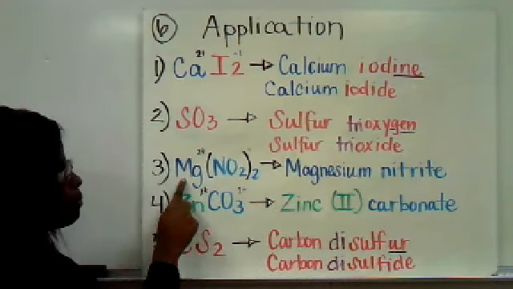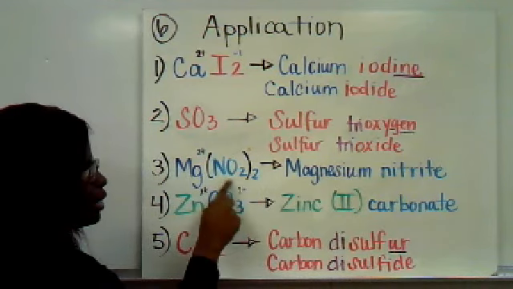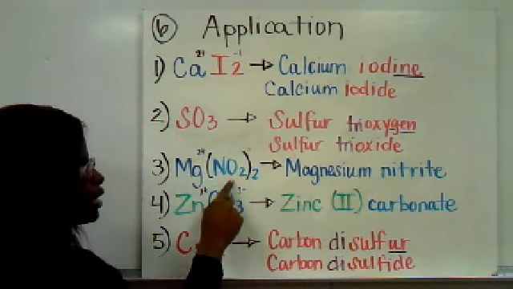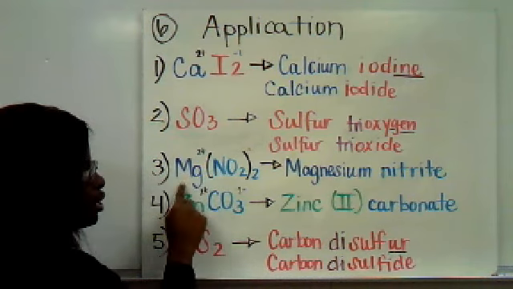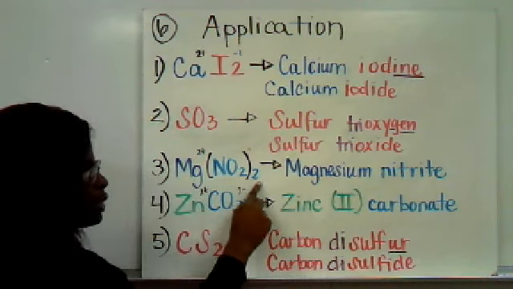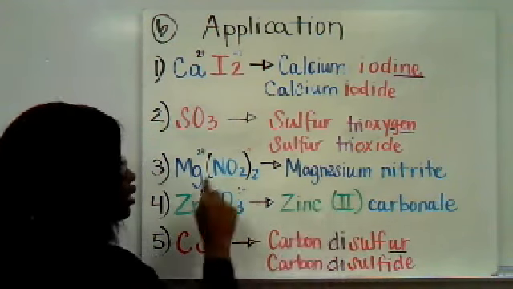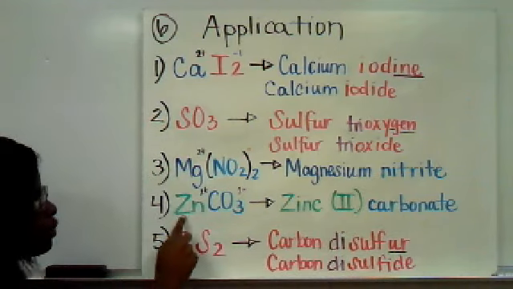Problem 3, you have magnesium, +2 charge, and a -1 charge on your nitrite, which is a polyatomic ion. So switch charges. The 1 goes from the nitrite to the magnesium, the 2 goes from the magnesium to the nitrite. That's how you end up with magnesium with the brackets to separate the 2's. Magnesium comes first, your nitrite comes second. So, magnesium nitrite.